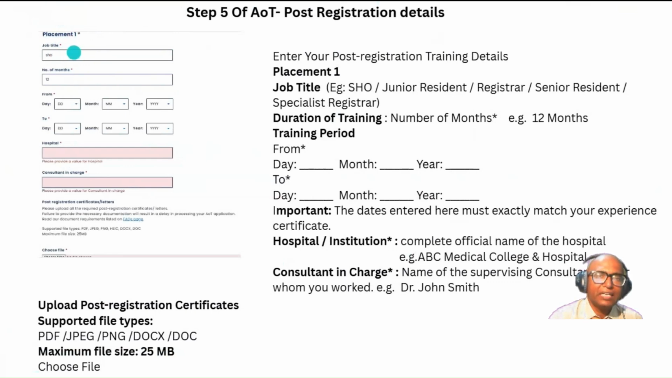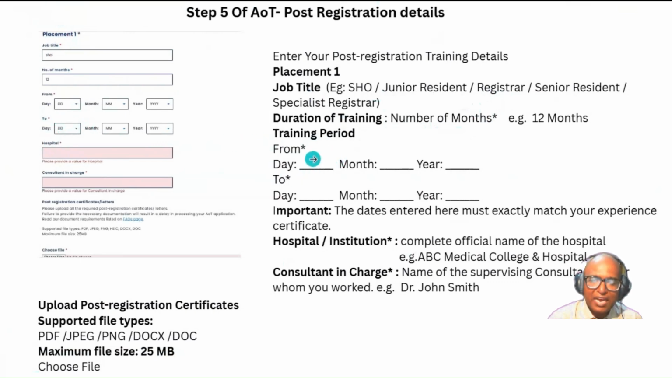That is the job title, which may be SHO, junior resident, registrar, senior resident, etc. Then the duration of the training. You may have completed all 4 years, that is 48 months, in one hospital, or it may be in different hospitals. It may be 12 months in a hospital, then another 6 months in another hospital, etc. But a total of 4 years, that is 48 months, is required. Then the details of the post.